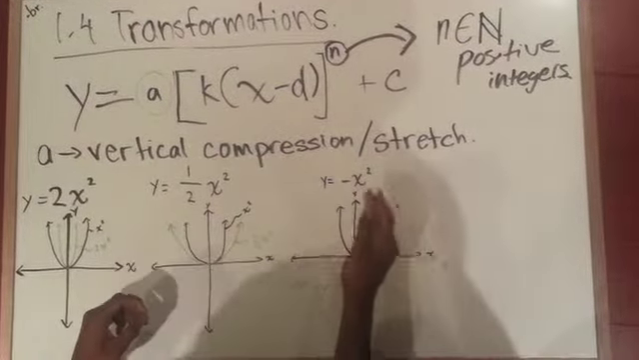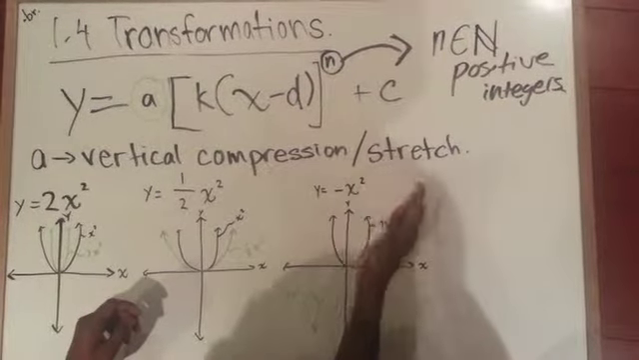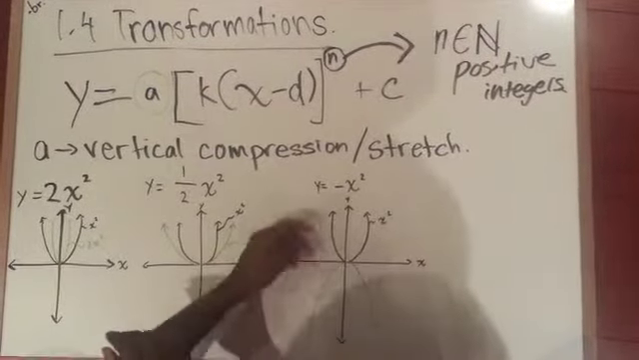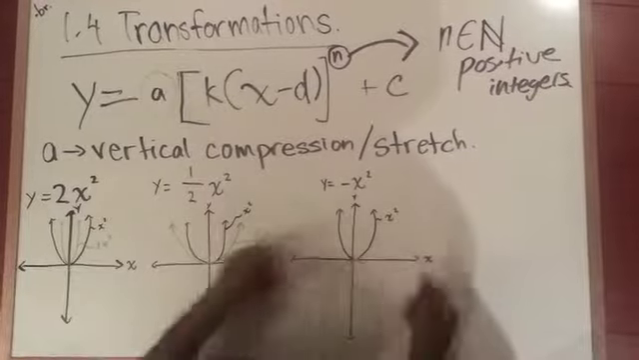And finally, we have our reflection in the x-axis. What happens here is your a value is negative, and what this does is reflect in the x-axis. So what you had here would happen on this side. So you'd be reflecting it, and the end behaviors would be changing.